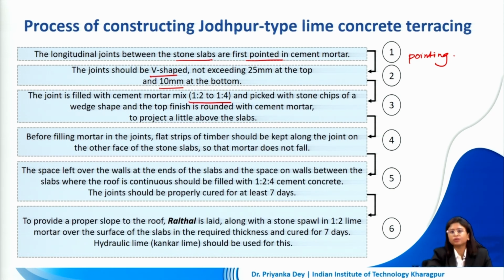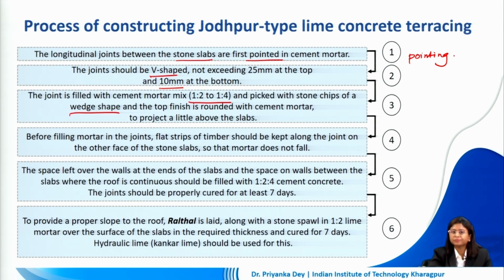We can use a ratio of 1:2 to 1:4, and it is packed with stone chips of a wedge shape, and the top finish is rounded with cement mortar to project a little above the slabs. Before filling mortar in the joints, flat strips of timber should be kept along the joint on the other face of the stone slabs so that the mortar does not fall.